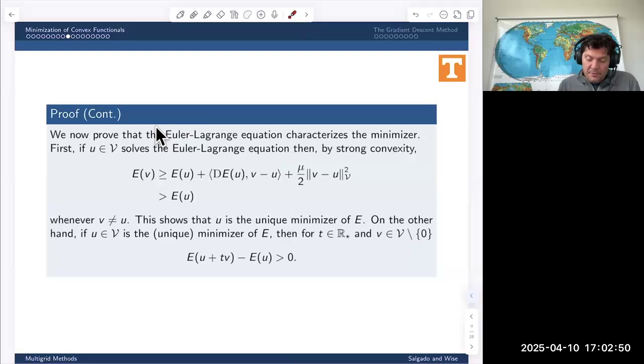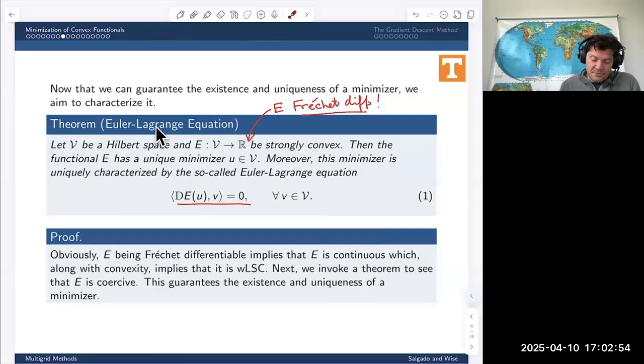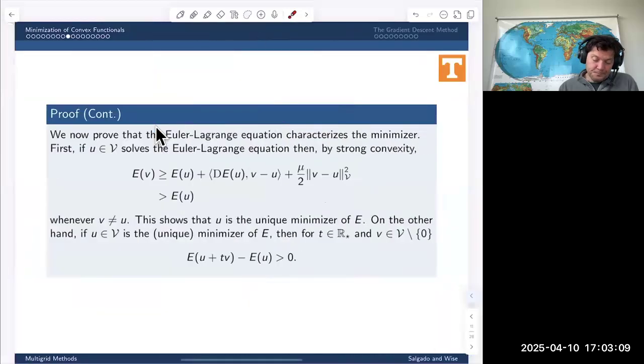Now we want to prove that the Euler-Lagrange equation characterizes a minimizer, so that if we have a solution to this, then it has to be a minimizer. And if we have a minimizer, then it must solve this equation. So this should be an if and only if characterization.